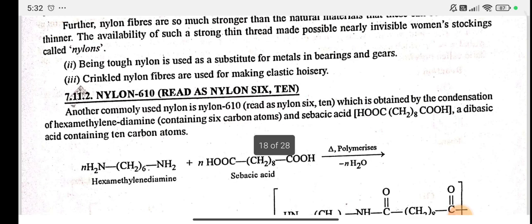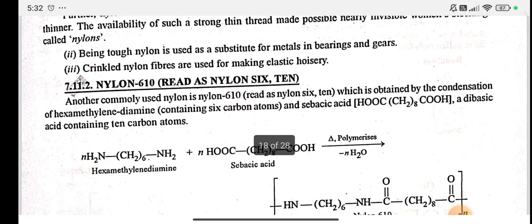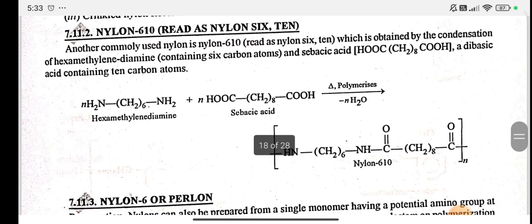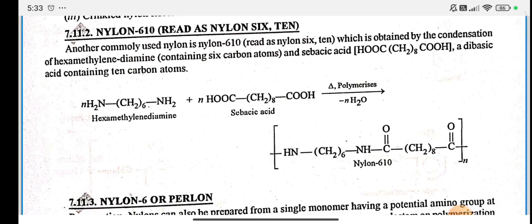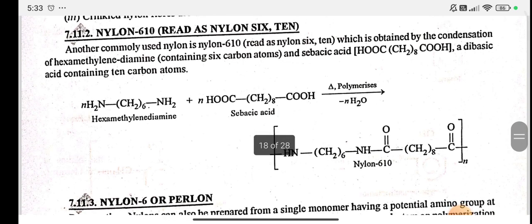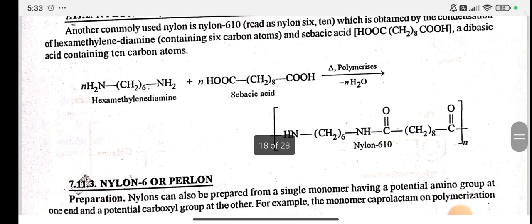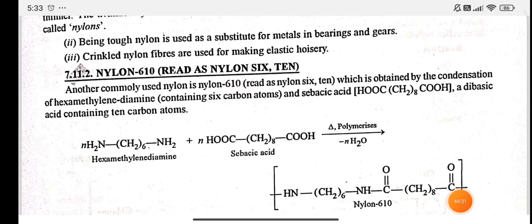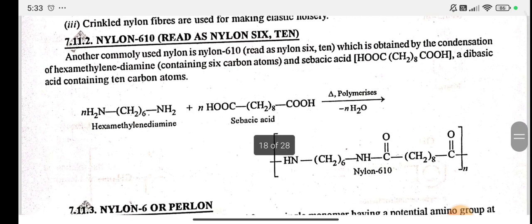Being tough, nylon is used as a substitute for metal in bearings and gears. Crinkled nylon fibers are used in making elastic hairstring. Nylon 610. Another commonly used nylon is nylon 610, which is obtained by the condensation of hexamethylene diamine and sebacic acid, a dibasic acid containing 10 carbon atoms.